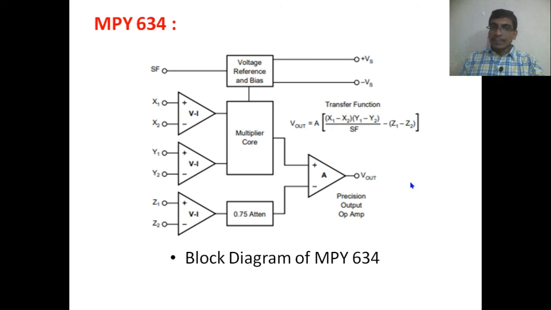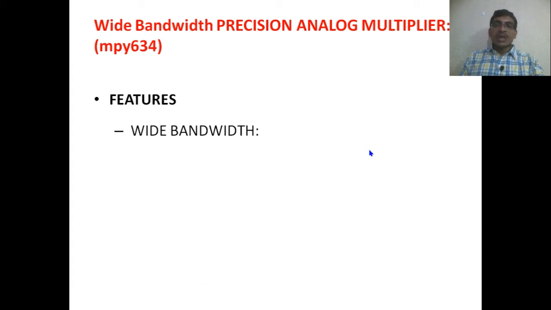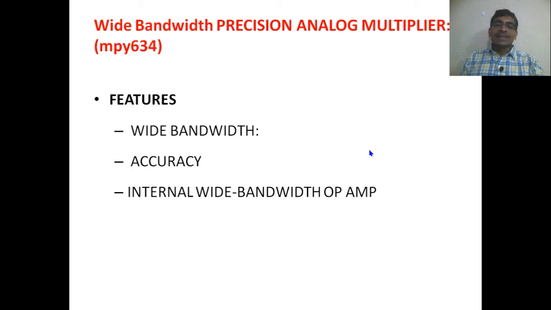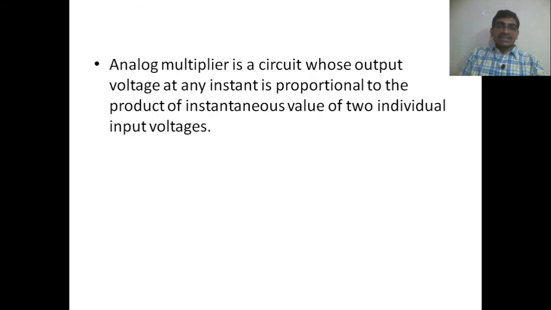This is about the MPY634 block diagram, and if you see the features of the MPY634, it has a wide bandwidth and accuracy is more, and an internal wide bandwidth op amp, and it is easy to use, low cost. These are all the different features of the MPY634.